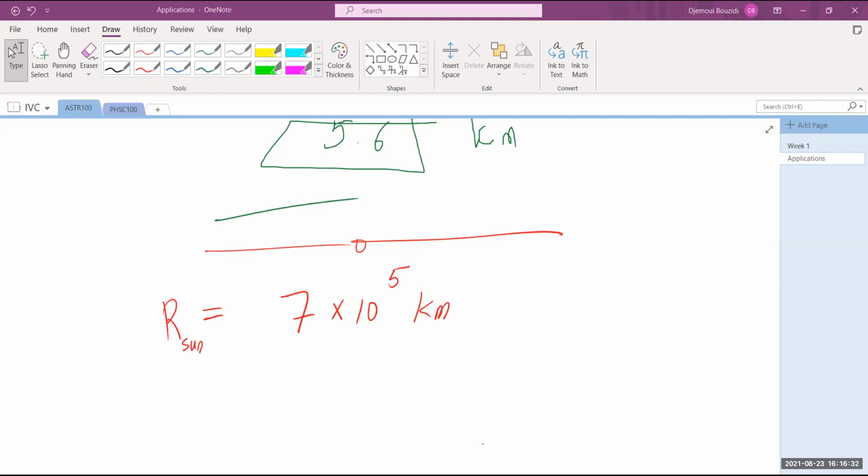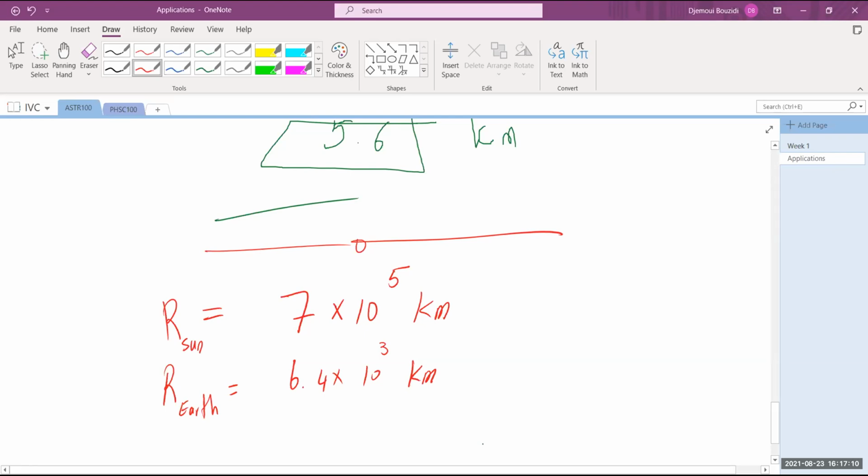Okay, so the radius of the sun is 7 times 10 to the power 5 kilometers. That's the radius of the sun. And the Earth is about 6.4 times 10 to the power 3. So the radius of the Earth is 6.4 times 10 to the power 3 kilometers. That's the two radii to one another. Show that the sun's radius is approximately 100,000 Earth radii.